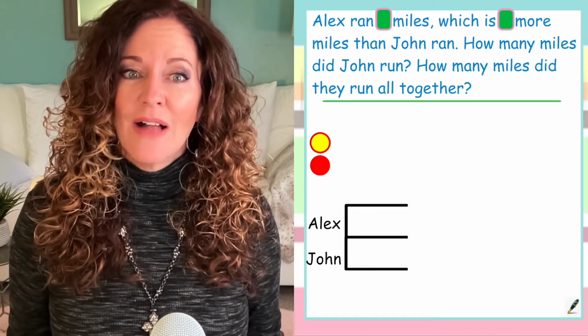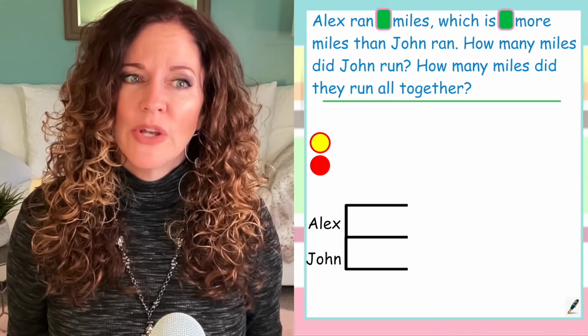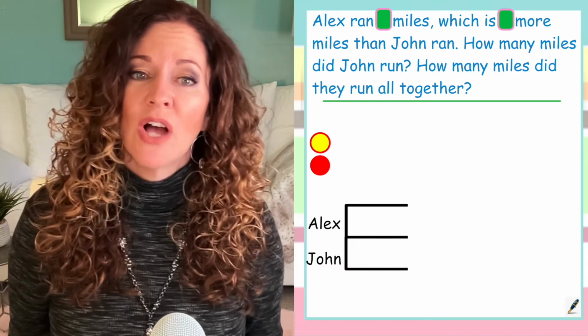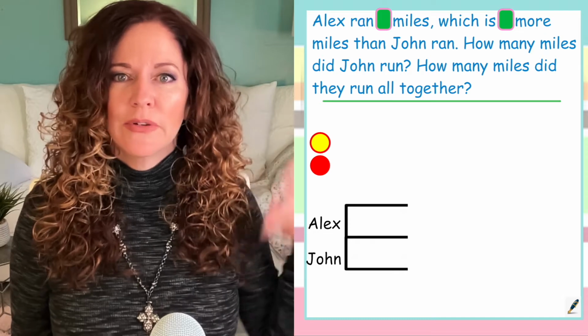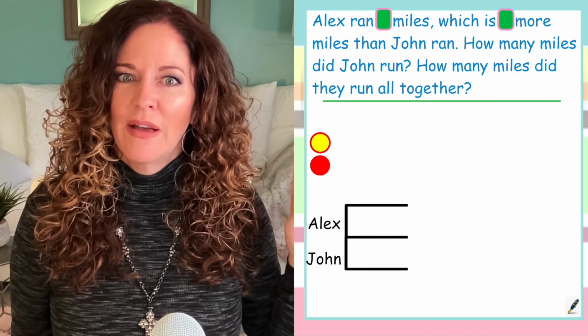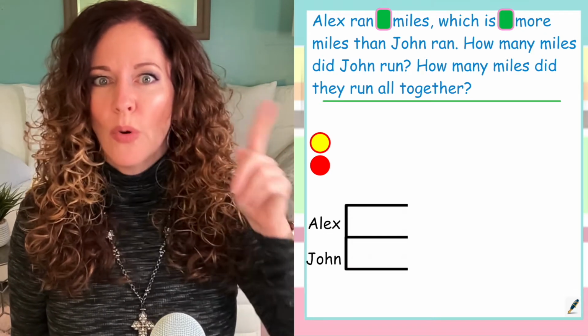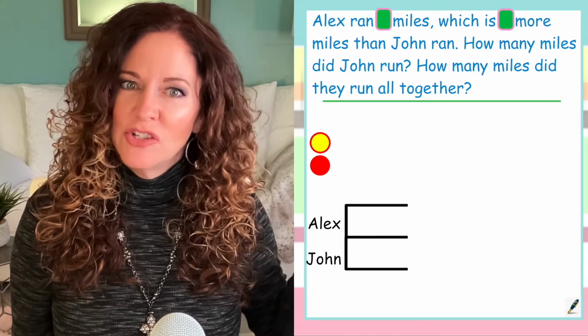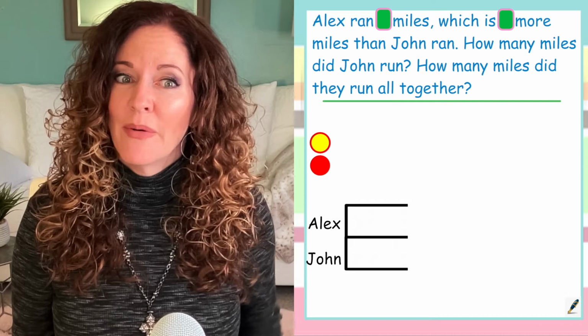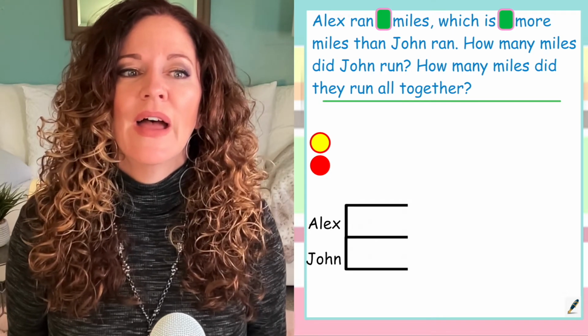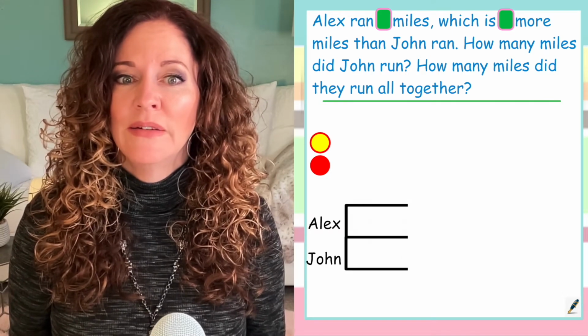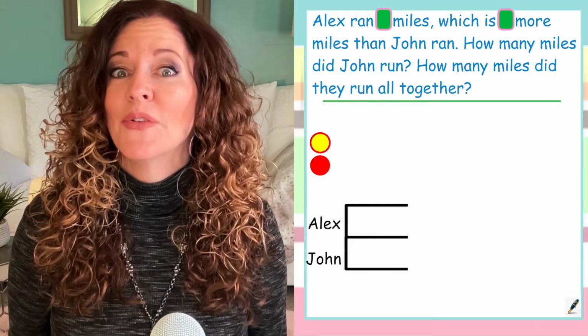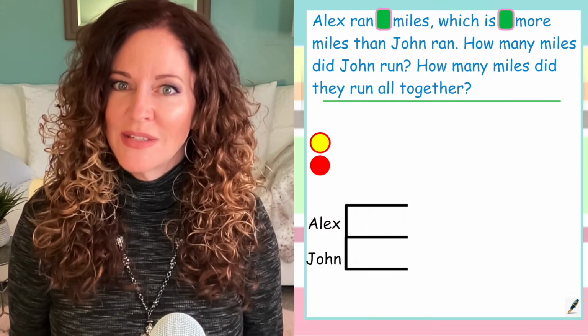It says, Alex ran blank miles, which is more miles than John ran. Oh, do we hear comparing language? I hear that Alex ran more than John. I'm comparing what Alex ran to what John ran. So we have a comparing problem here. How many miles did John run? How many miles did they run all together? So we've got two questions in this problem.